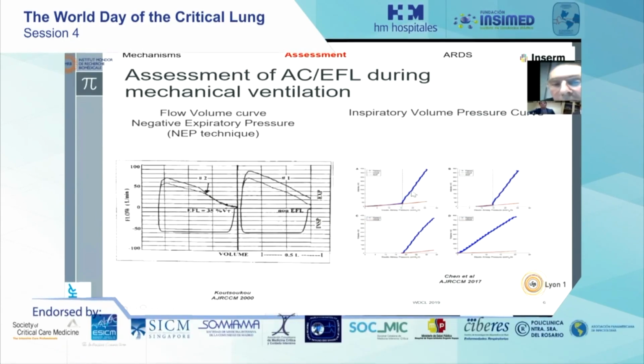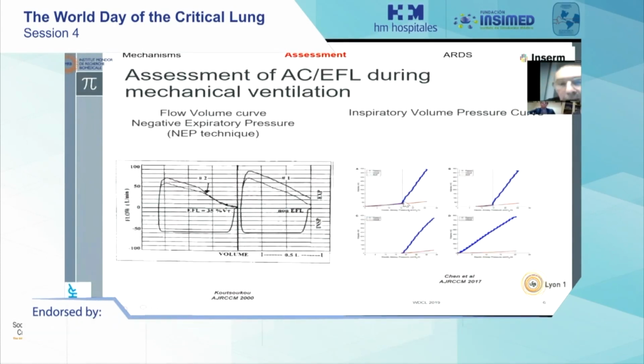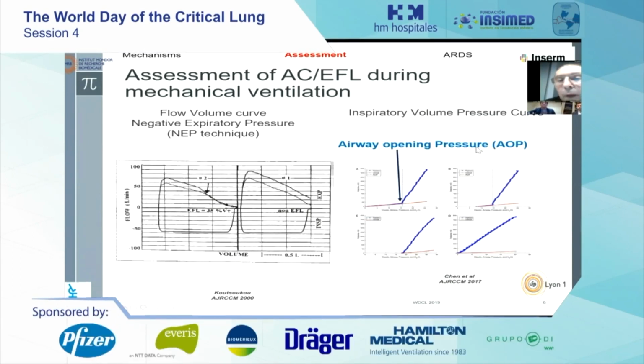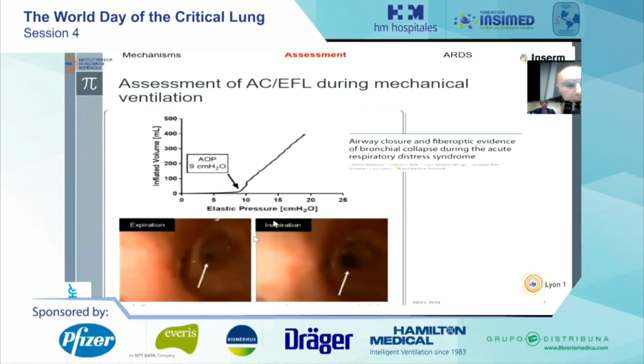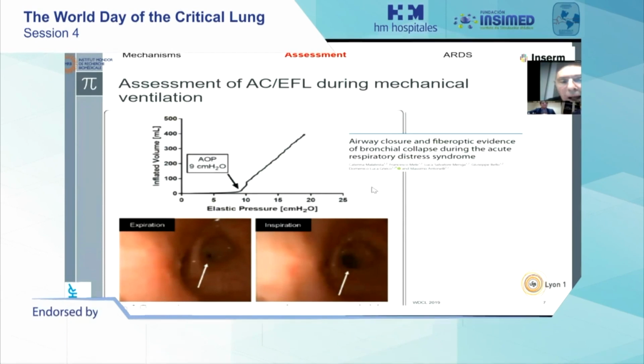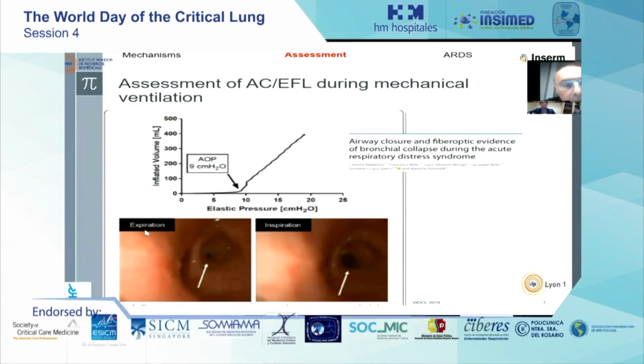And then you have a sudden increase in volume, and with a linear increase in volume with a further increase in pressure once you have overcome this value here. And this was named the critical airway opening pressure, AOP. And recently, it has been shown that a pattern like AOP can be associated with a closure of proximal airways, as demonstrated here during expiration by using a fiber optic bronchoscopy. It is only a case report recently published in Intensive Care Medicine.